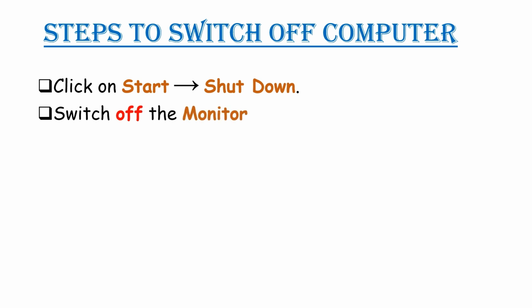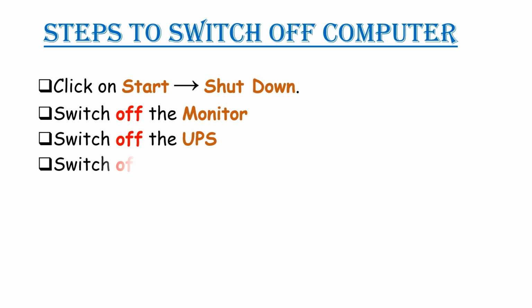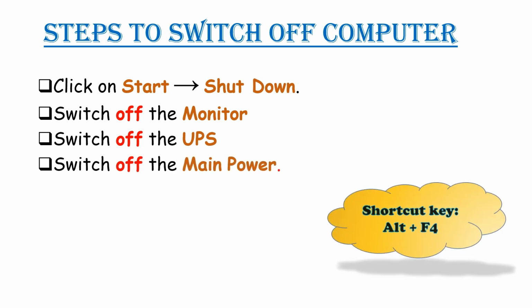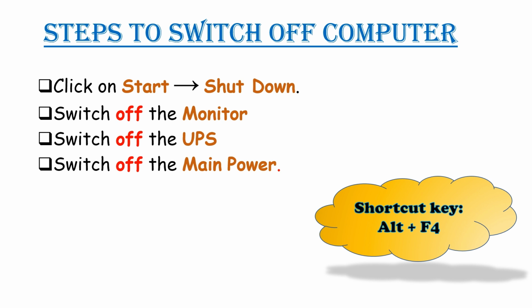Steps to switch off computer. Click on Start, Shutdown. Switch off the monitor. Switch off the UPS. Switch off the main power. The shortcut key to shut down your computer is Alt plus F4.